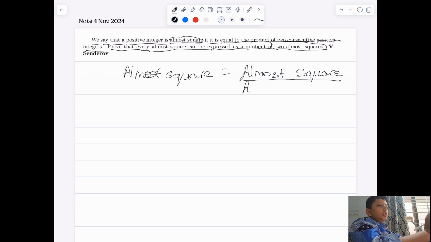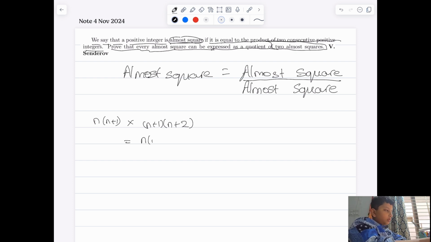Okay. So here let us say one integer is n plus 1. This is one almost square. Another almost square will be (n plus 1)(n plus 2). So if we take the product of these two, we will see that (n plus 2)(n plus 1) whole square is equal to (n plus 1) whole square brackets minus 1, times (n plus 1) whole square.